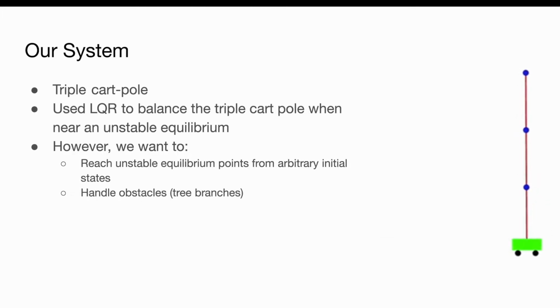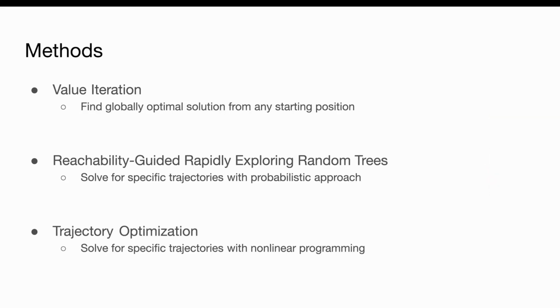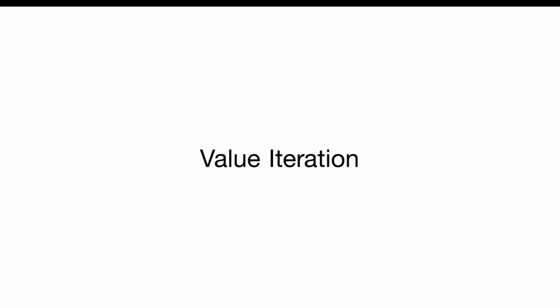Initially, we used LQR to balance the triple cart pole at its upright position. However, we want the system to be able to reach the unstable equilibrium point from any arbitrary initial state and handle obstacles, such as tree branches. We investigate 3 methods for doing this. We used 2 different value iteration approaches.